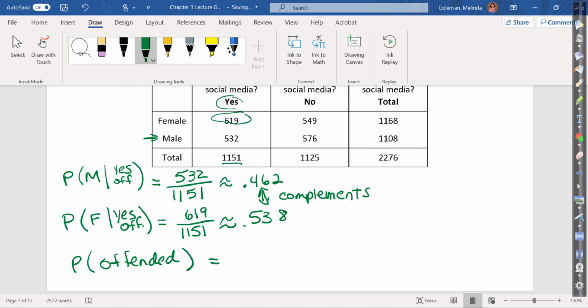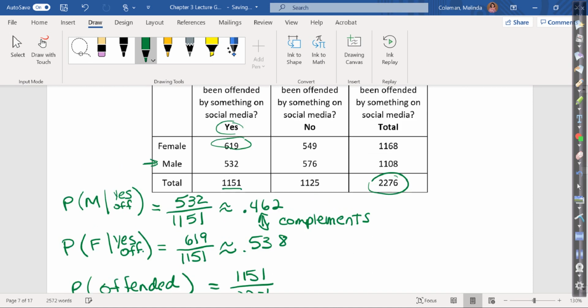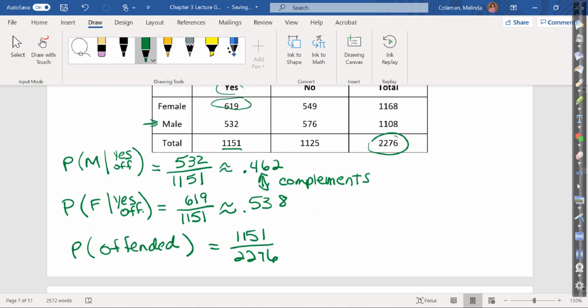Well, there would be 1,151 offended people out of the 2,276 that were surveyed. So this time we have to get to the total on this column. So 1151 divided by that is approximately 0.506. So about 50% of the people are offended. And then one last one.